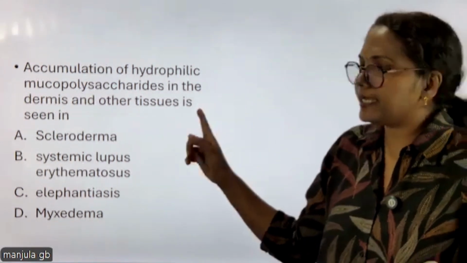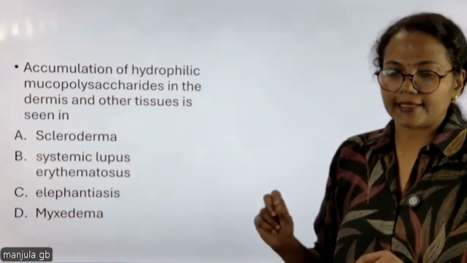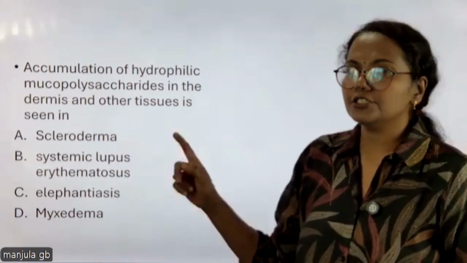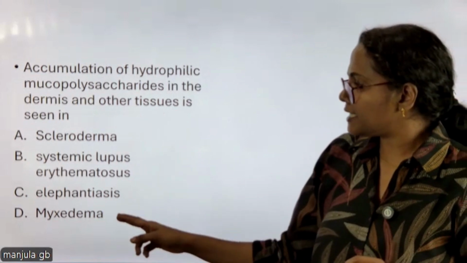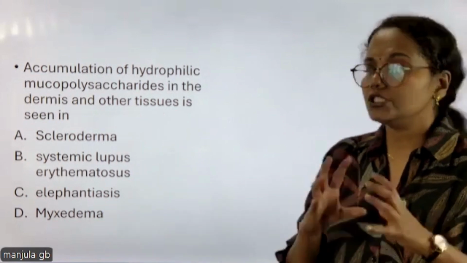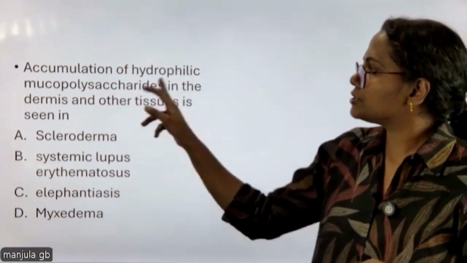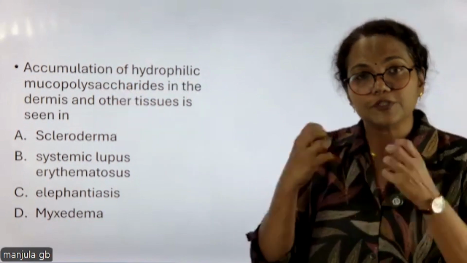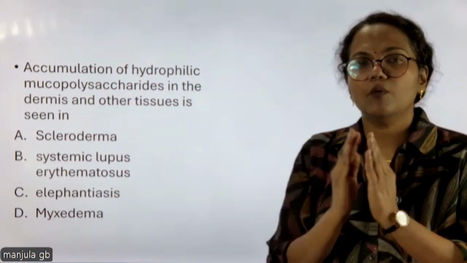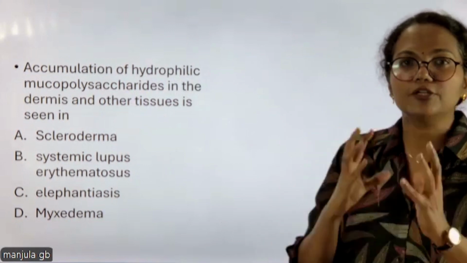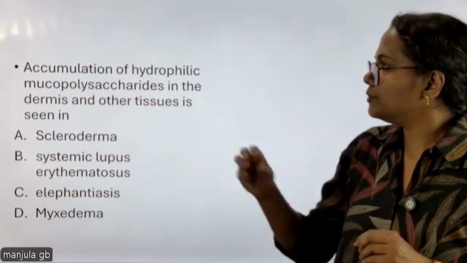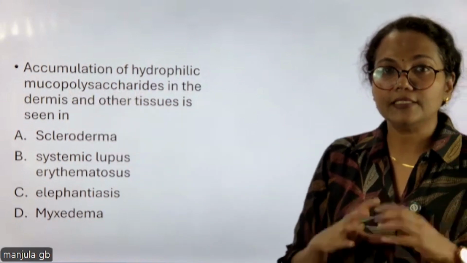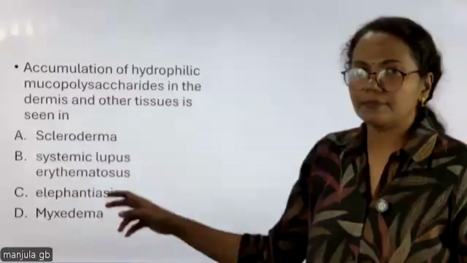Accumulation of hydrophilic mucopolysaccharides in the dermis and other tissues is seen in scleroderma, SLE, elephantiasis, myxedema. So in the tissues, there is a lot of accumulation of hydrophilic mucopolysaccharides, which will absorb or keep water molecules to it. Hydrophilic means it likes water. So such kind of mucopolysaccharides are seen in the dermis of which of these patients?